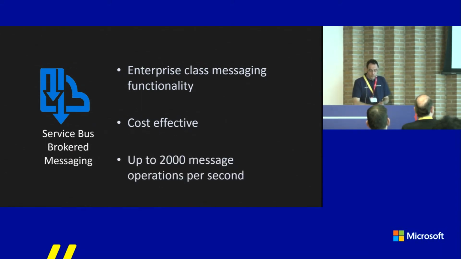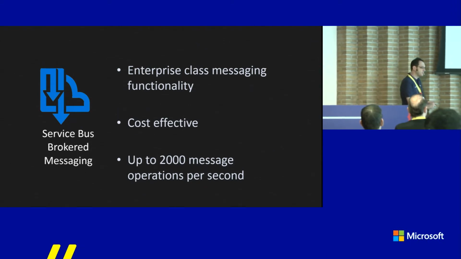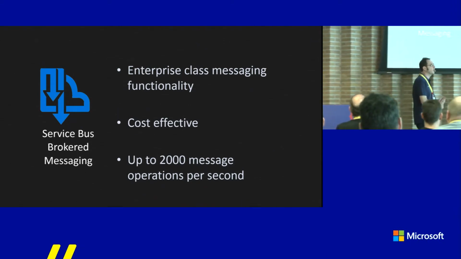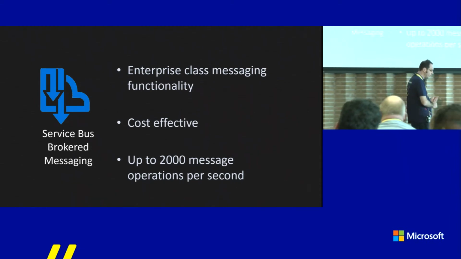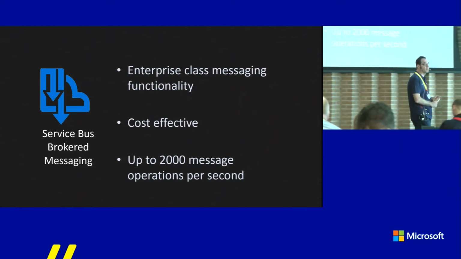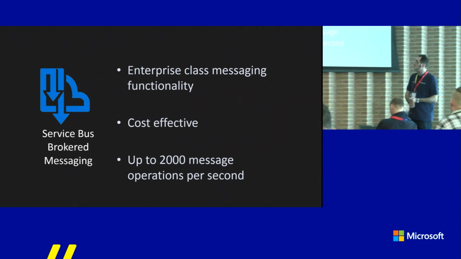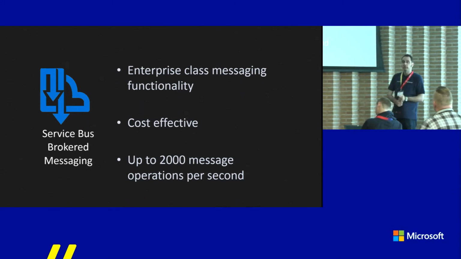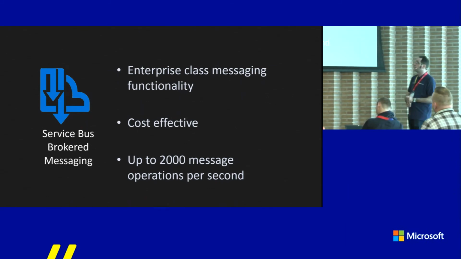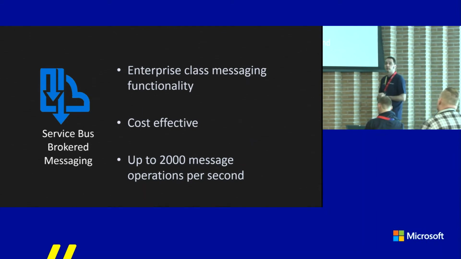You've got up to 2,000 message operations per second. Now this is what's known as a scalability target. It means that it should be able to give 2,000 messages per second on a good day. However, it's not a guarantee. It's not a service level agreement, so you can't guarantee that you'll be having 2,000 message operations per second.